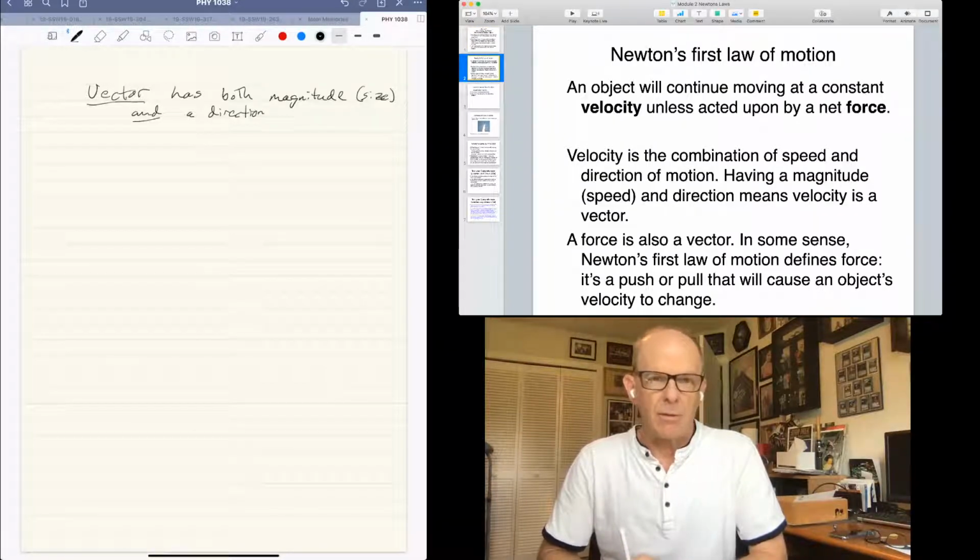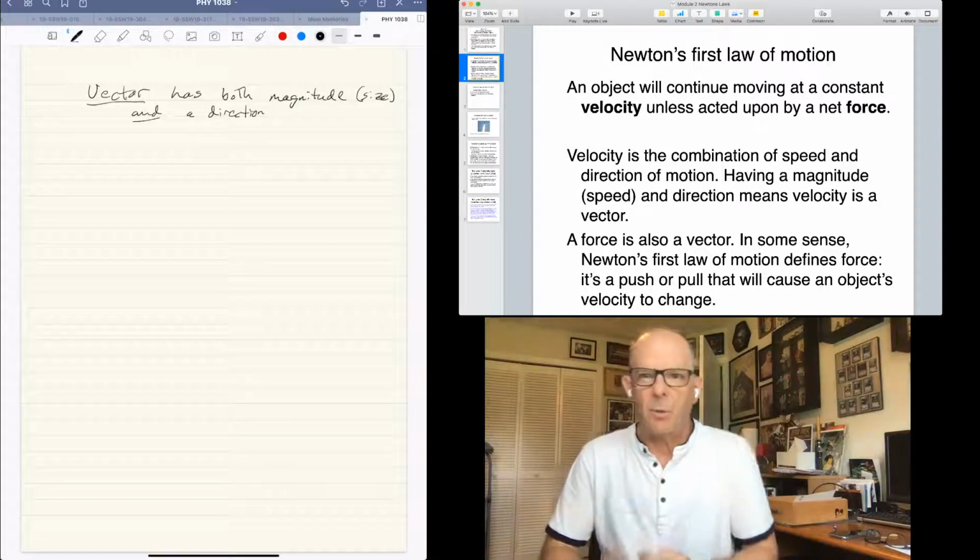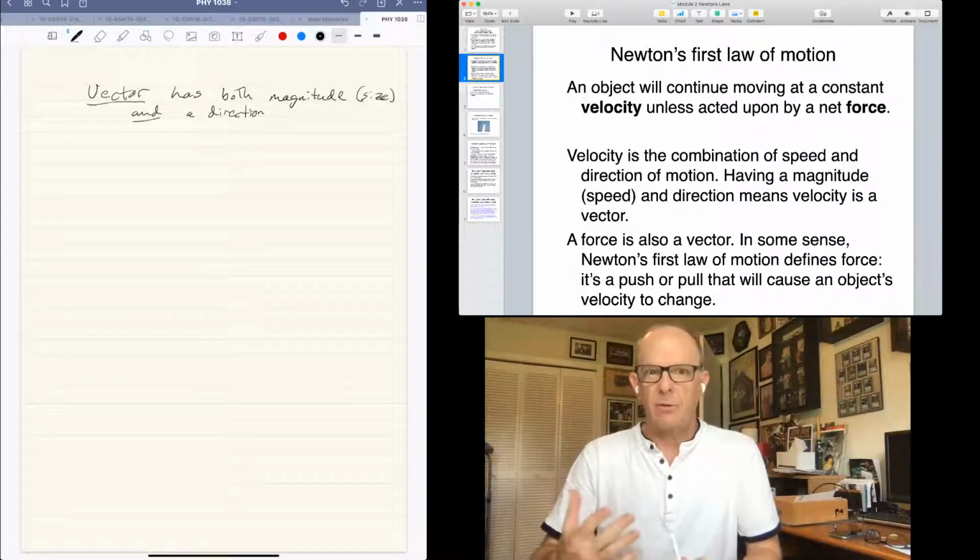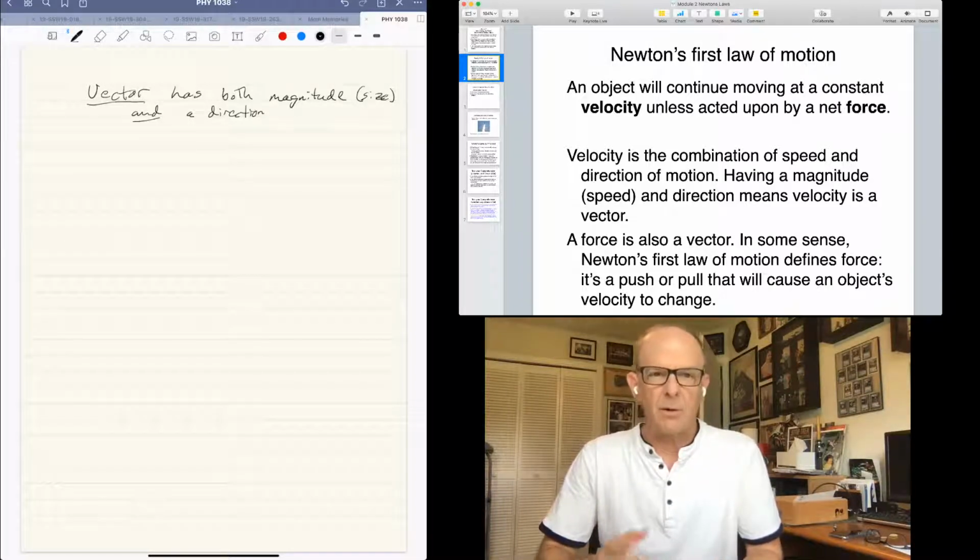It does not have direction. It's not 35 degrees that way or 72 degrees this way. It's just a magnitude. It's just a number. So temperature is not a vector.